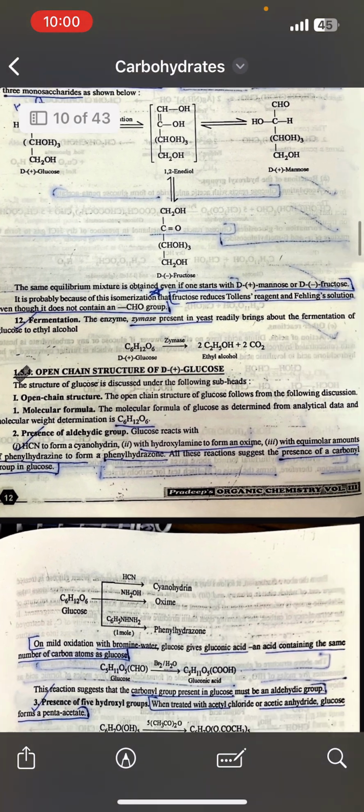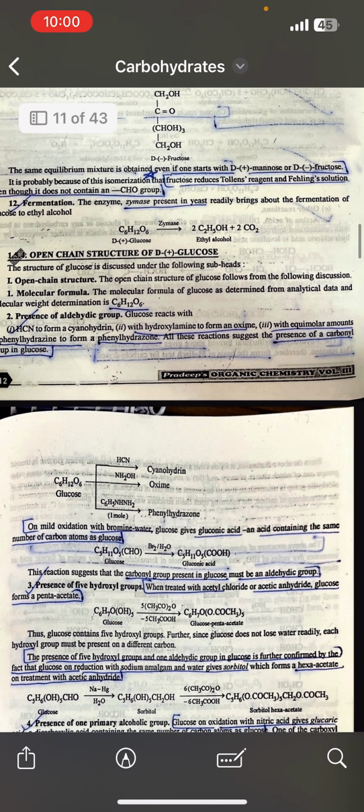Now see the open chain structure of glucose. The structure of glucose is discussed under the following subheads. First is the open chain structure. The molecular formula of glucose, as determined from the analytical data and molecular weight, is C6H12O6, and the presence of an aldehydic group.